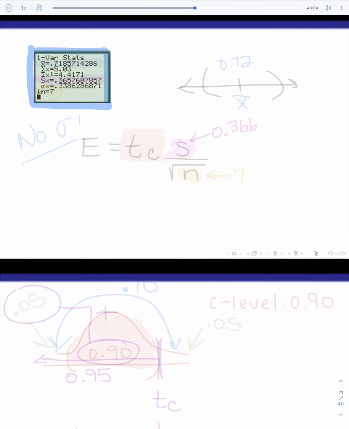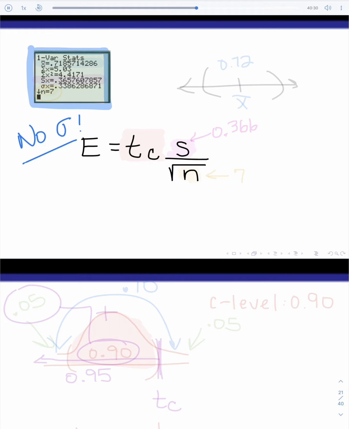The question is, what do we need from it? Well, we're not going to know until we look at our error formula. So let's look at our error formula. Our error formula is T sub C S over the square root of n. Remember, we're using the error formula. It has T's in it because we don't have sigma. We can't use the one with Z's this time. So what do we need?